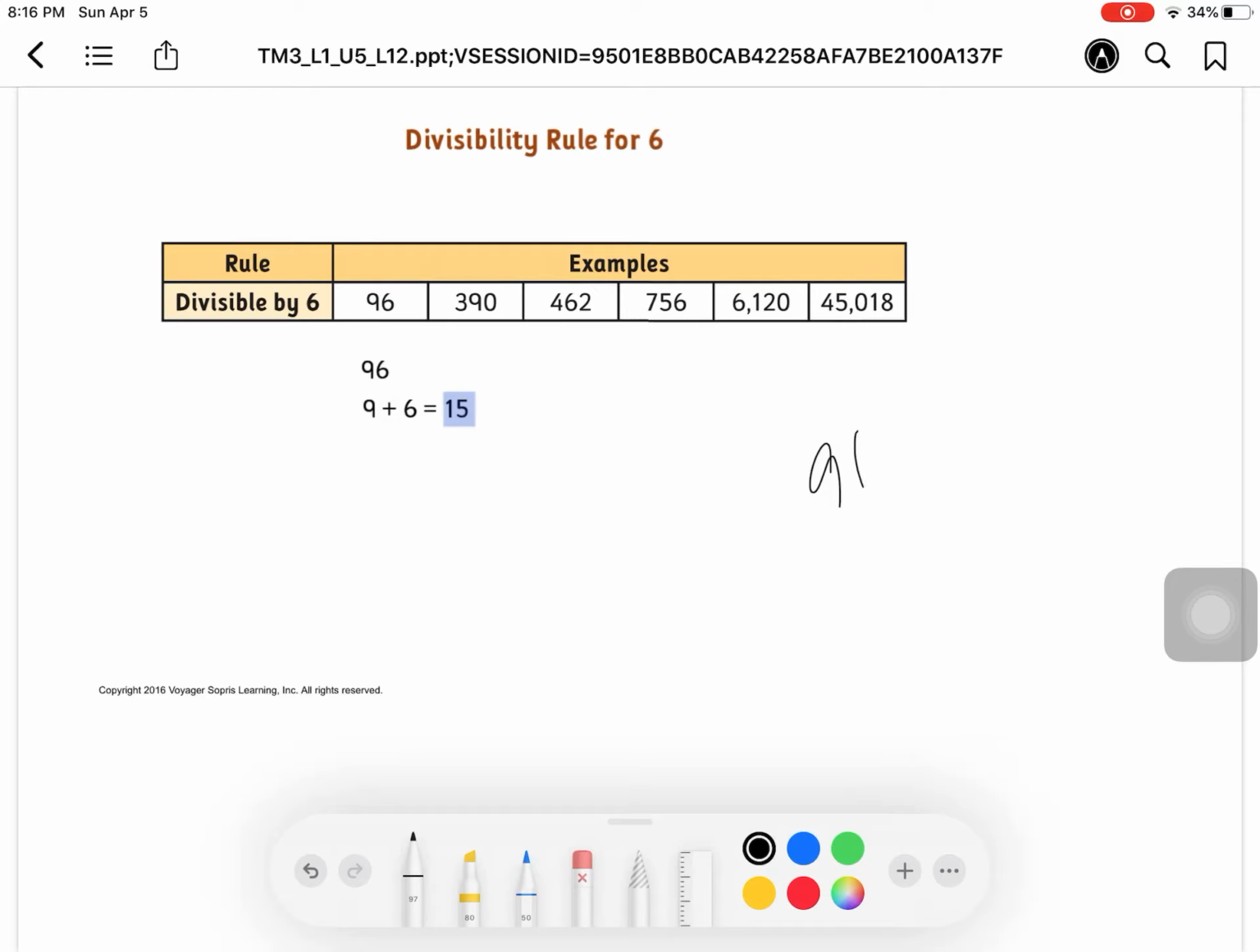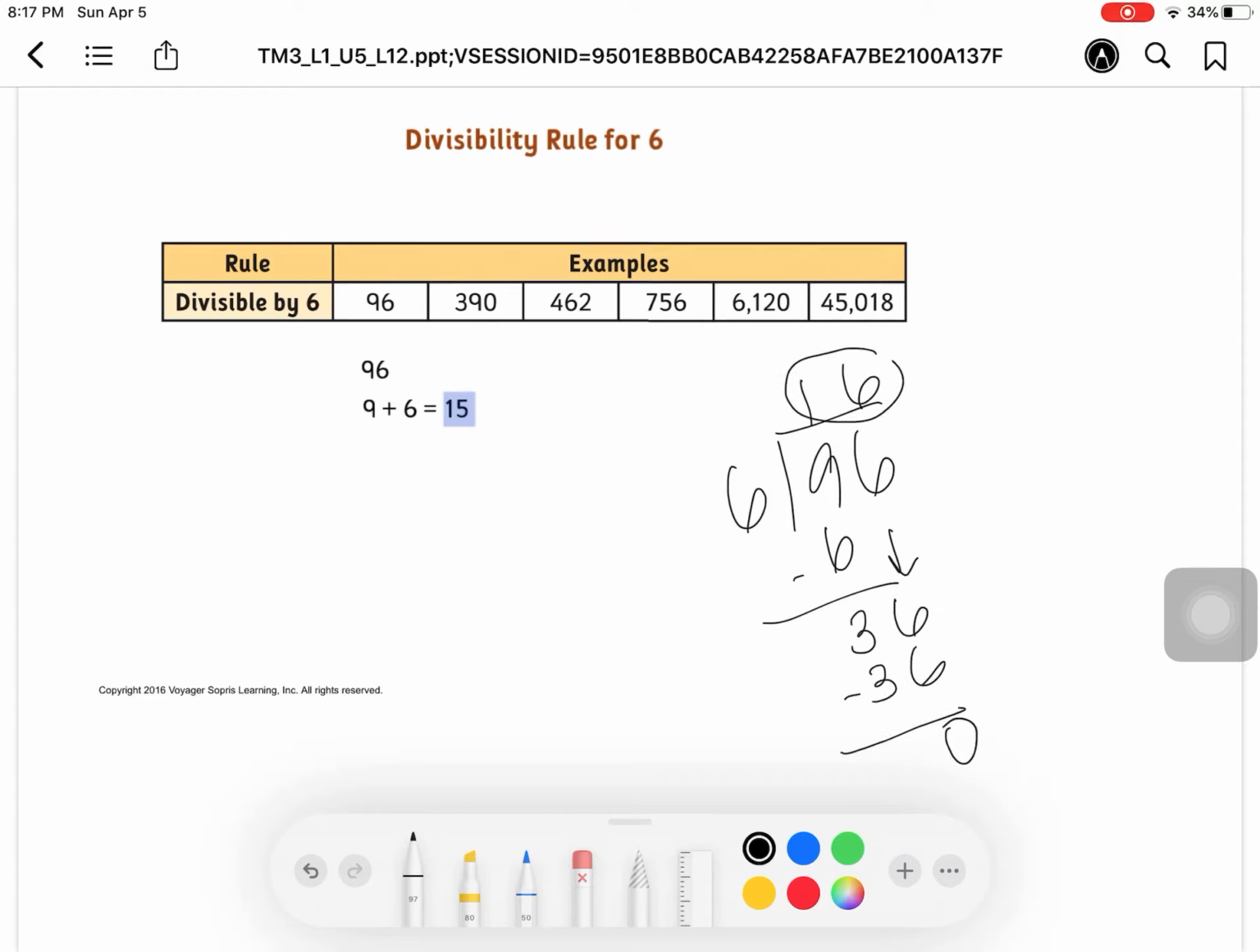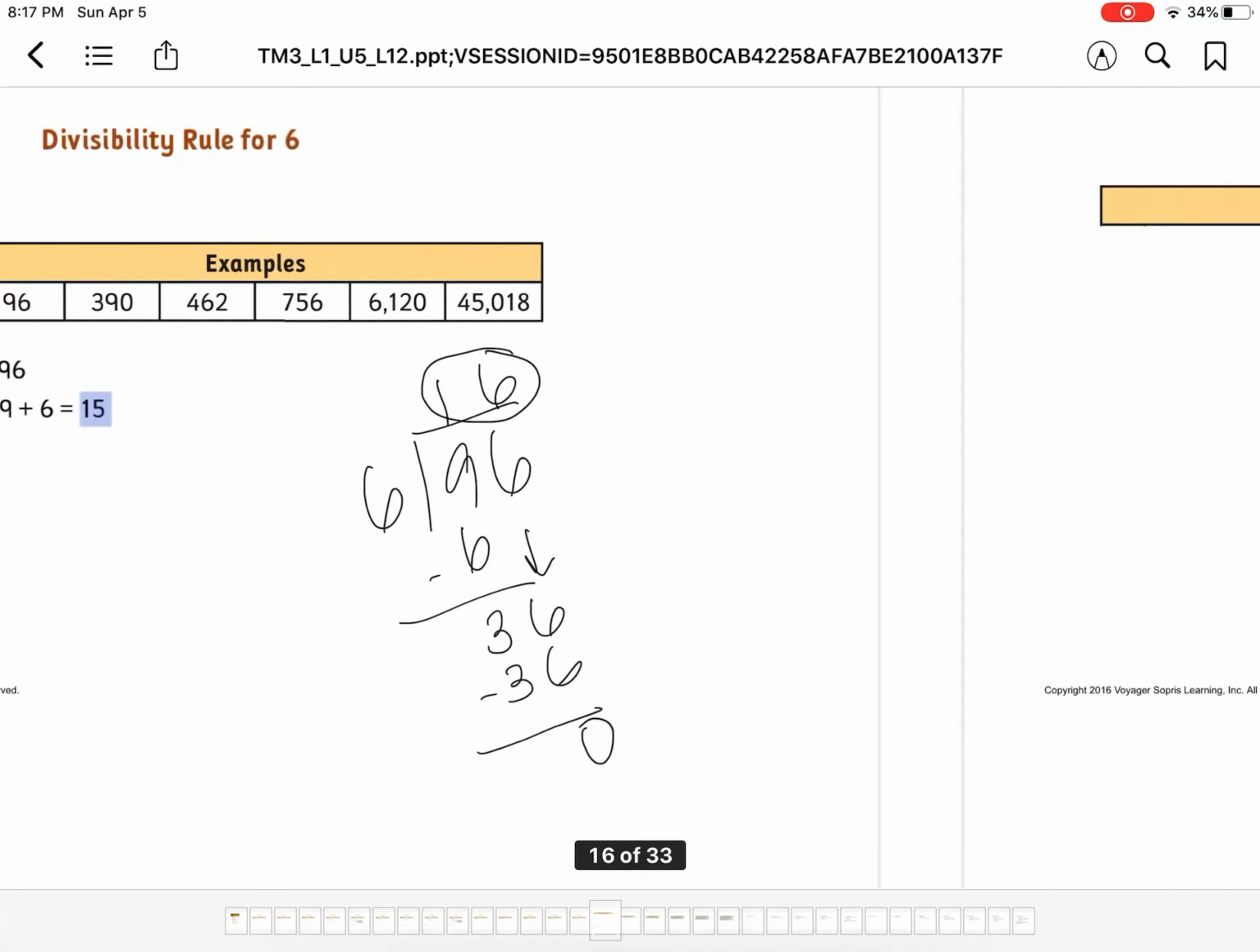So if I take 96 and divide it by 6, 6 will go into 9 once. 6 times 1 is 6. 9 minus 6 is 3. I'm going to bring down my 6. How many 6's are in 36? Well, I know 6 times 6 is 36. And so my answer is 16.